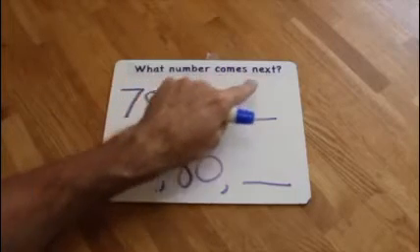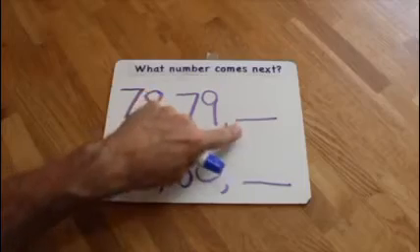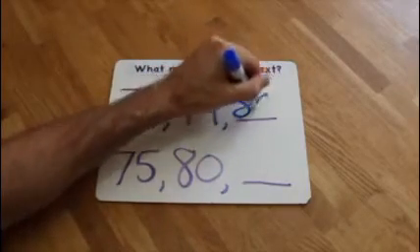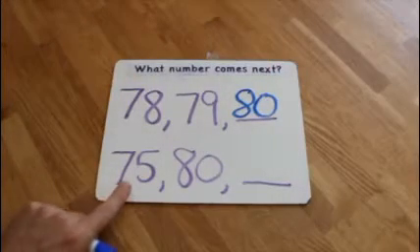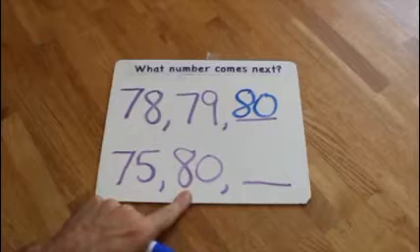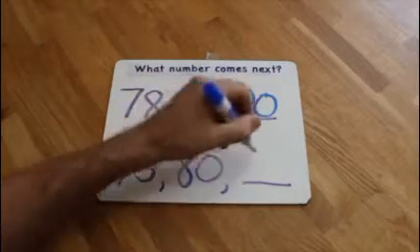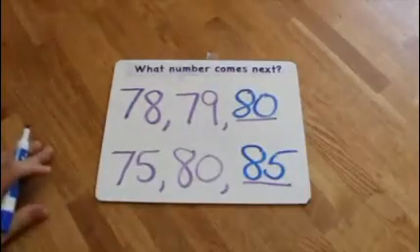What number comes next? 78, 79, 80. Remember, when we're finished with the 70s, we go into the 80s. Good. First grade work. 75, 80, 85. That's right. 8 for the 10, 5 for the 1s, 85.